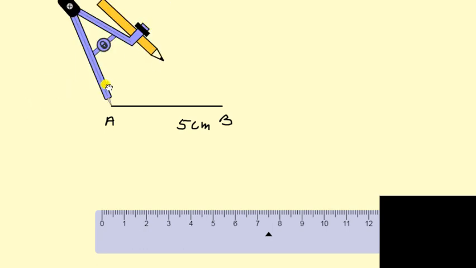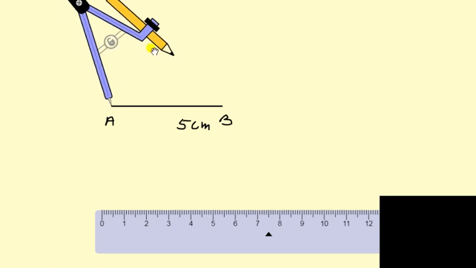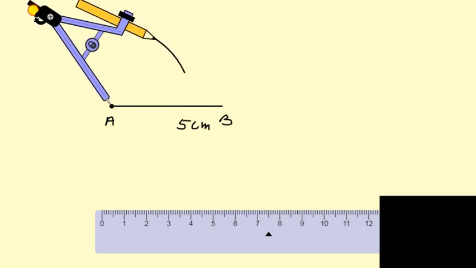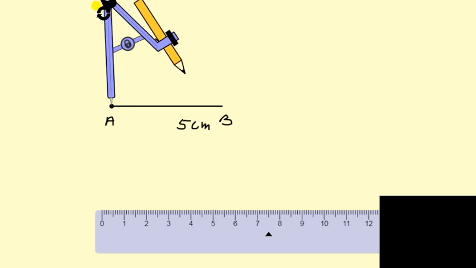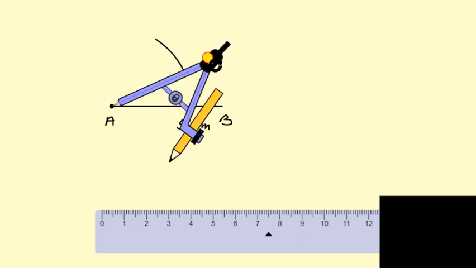You can see, and now remove the scale and write AB here. So it is A and B, and it is 5 centimeters, so you have to write 5 centimeters. Now take the compass, and keep the distance more than half in the compass. So how can we do this?